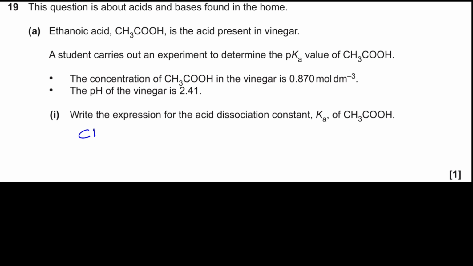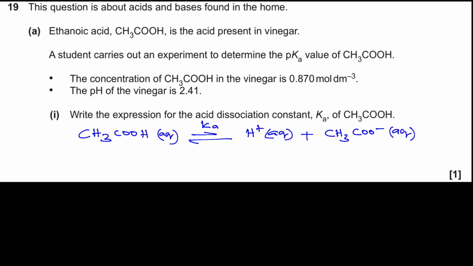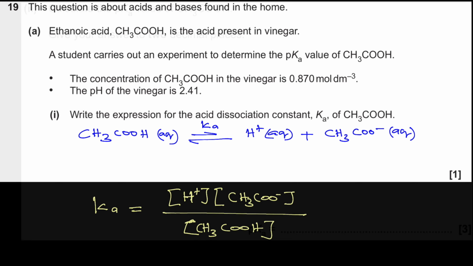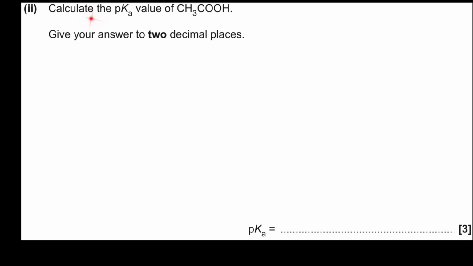1. Write the expression for the acid dissociation constant Ka of CH3COOH. Expression for the dissociation of ethanoic acid: CH3COOH gives H plus aqueous plus CH3COO minus aqueous. The Ka value will be concentration of H plus times the concentration of CH3COO minus divided by the concentration of the acid. Part 2. Calculate the pKa value of CH3COOH. Give your answer to 2 decimal places.